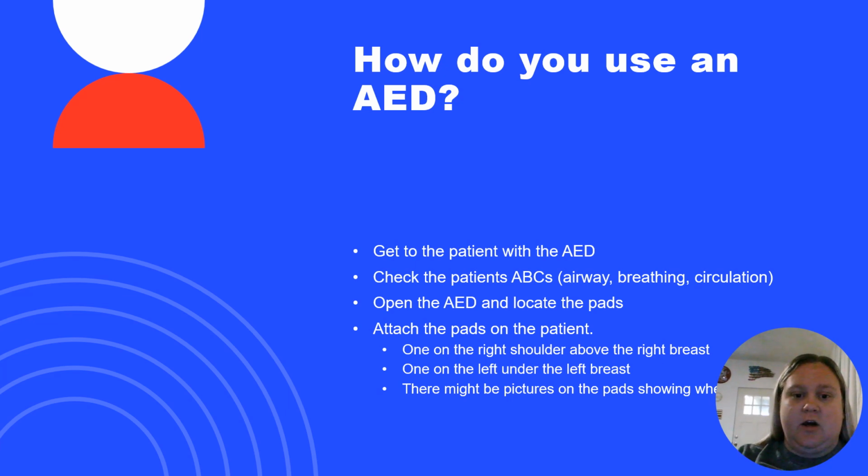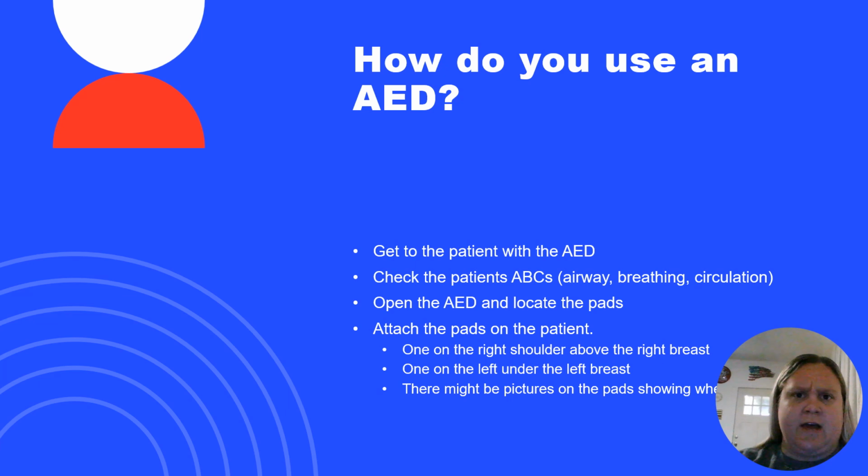Okay. So first of all, we're going to get to the patient with the AED. We've had a call come out. We know that the patient is unresponsive. We know that the patient is not breathing. We're going to get to that patient with the AED, okay? So the first thing that we're going to do once we're there with the patient with the AED is we're going to check the patient's ABCs. We have to check the airway, breathing, and circulation.